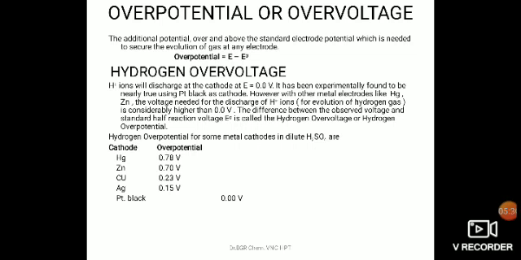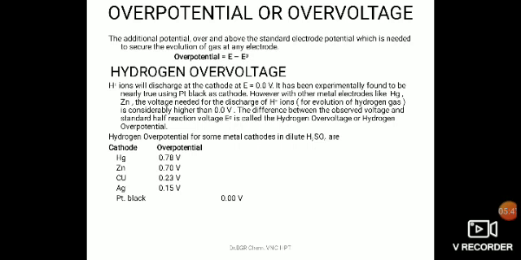For mercury, overpotential is 0.78 volts. For zinc, overpotential is 0.70 volts. For copper, it is 0.23 volts. For silver, it is 0.15 volts. For platinum black, it is 0.